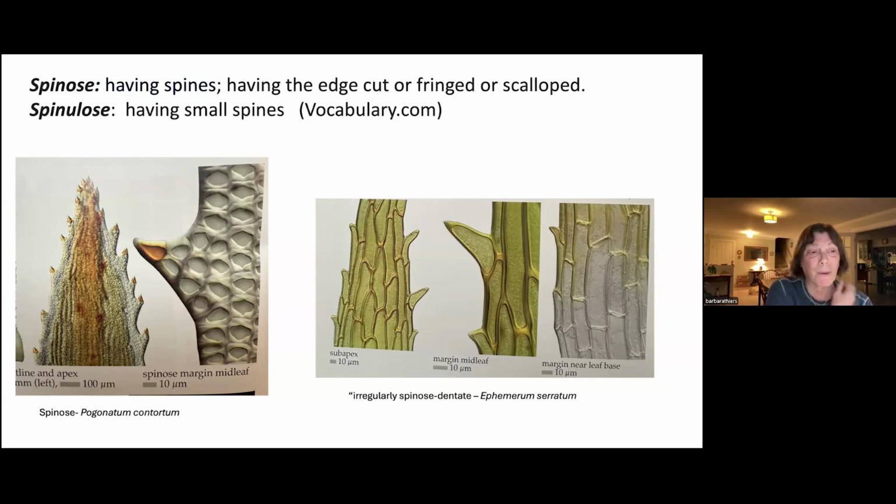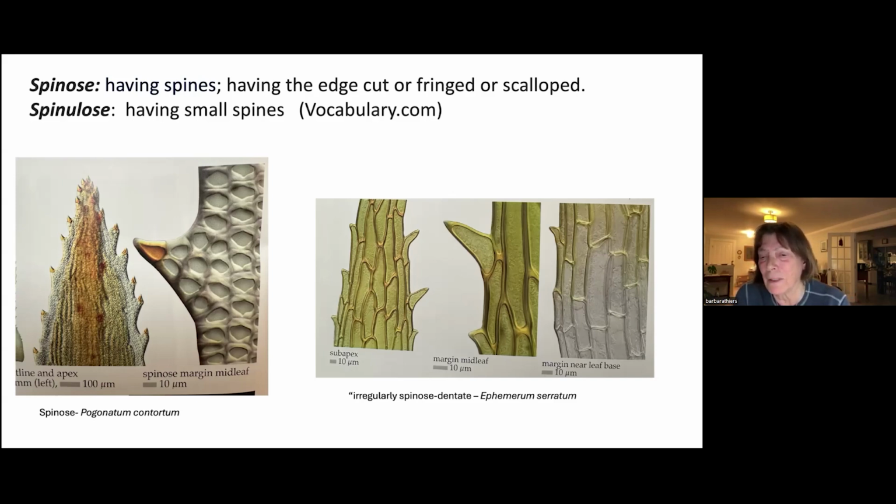Maybe it's more pointy than in some other species of Pogonatum or other species in a larger group, like in the family. But then you look in the middle here, this species is called Ephemerum serratum, but yet the leaf margins are being described as irregularly spinose dentate. Now that one really throws me. Okay, yes, relative to the size of the leaf, those are long spines for sure. What makes them spines, and what does spinose dentate mean, really? I guess it means a tooth that's seeming like a spine, but I don't really know. I don't know how to interpret that.